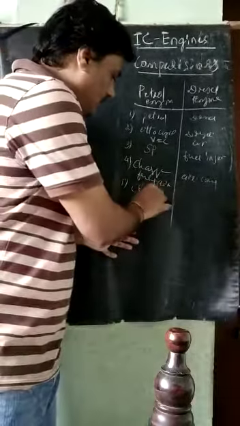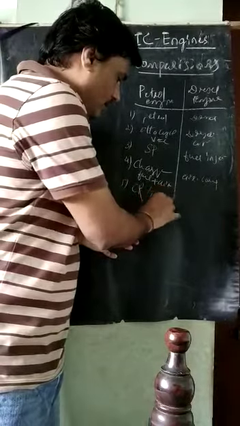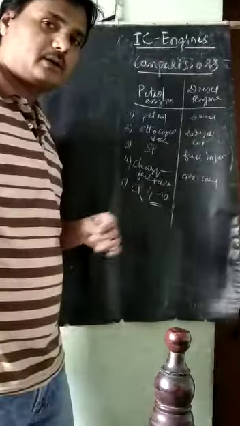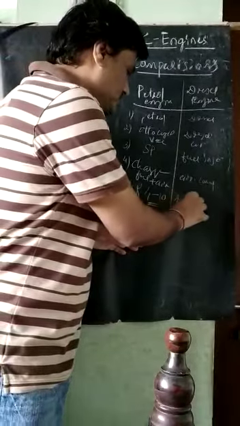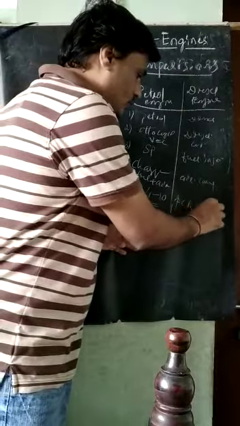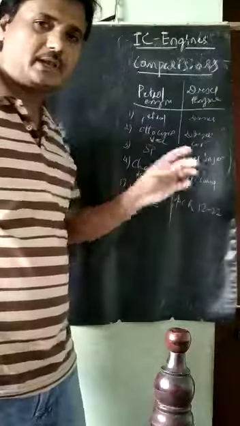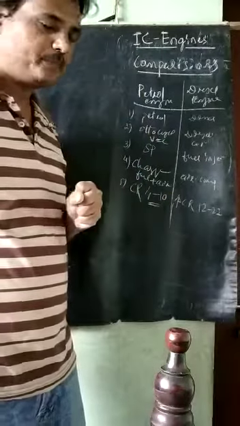And fifth one, if you take the compression ratio, CR, for petrol it is 4 up to 10. It is very high in the diesel engine, where we get a compression ratio of 12 to 22.